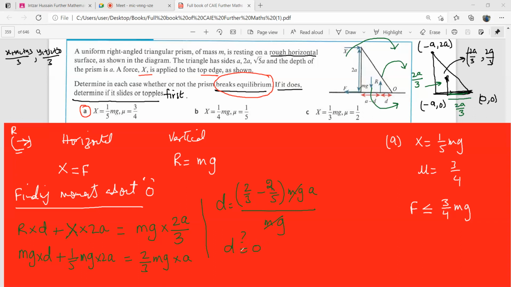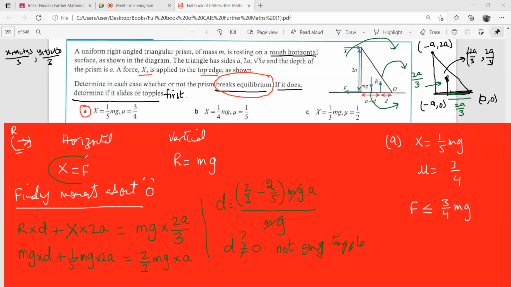Okay. Acha, bacho, since this d is not equal to 0, therefore it is not going to topple. So d is not equal to 0, so it is not going to topple. Okay. Now let's see next thing.